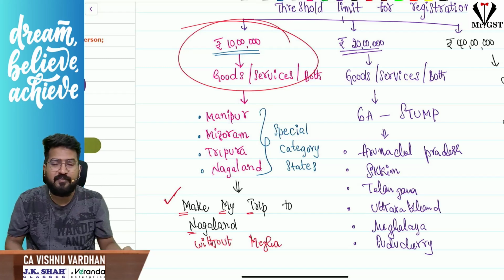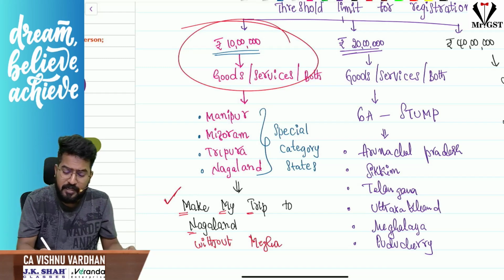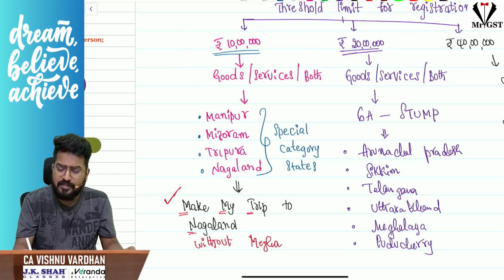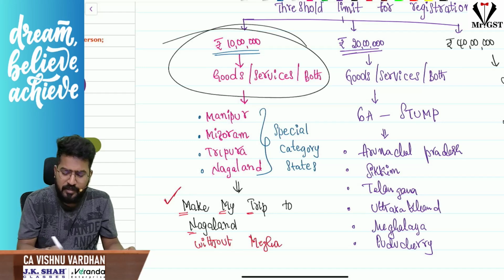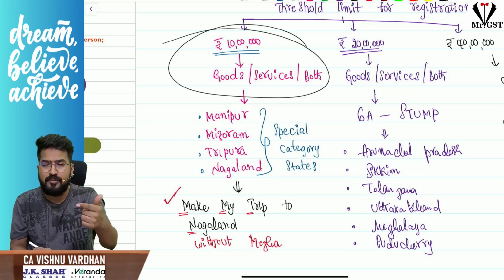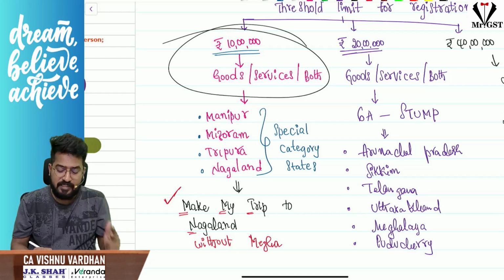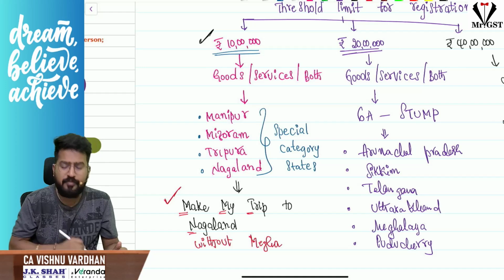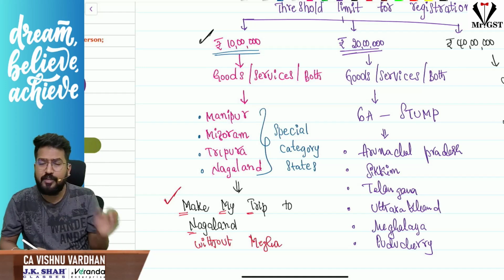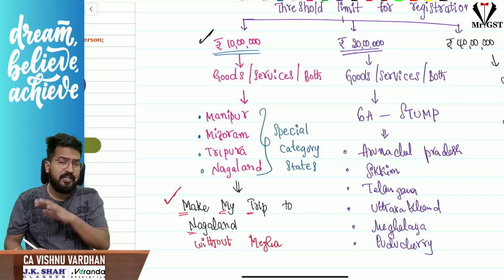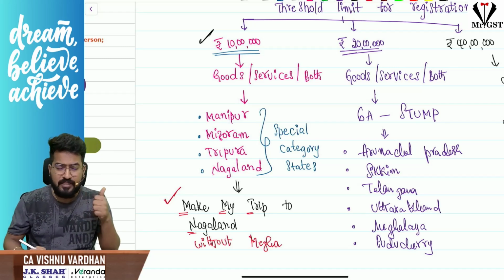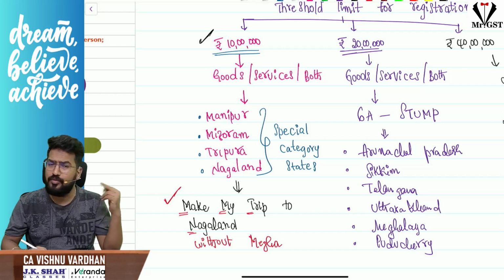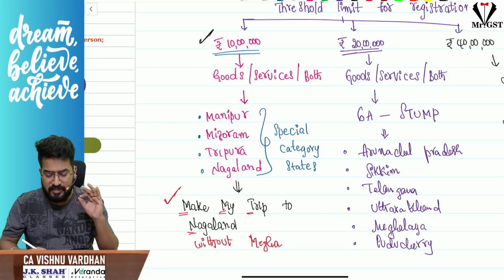Now, in part 1, whatever you are doing, may be dealing exclusively with goods, exclusively with services, or both goods and services, the threshold limit will be 10 lakhs. That is part 1. Now coming to part 2, I repeat, India we are dividing fully into 3 parts. One is make my trip to Nagaland without mega: 4 states, whatever you do there, 10 lakhs only, exclusively goods, exclusively services, or both, it is the same.